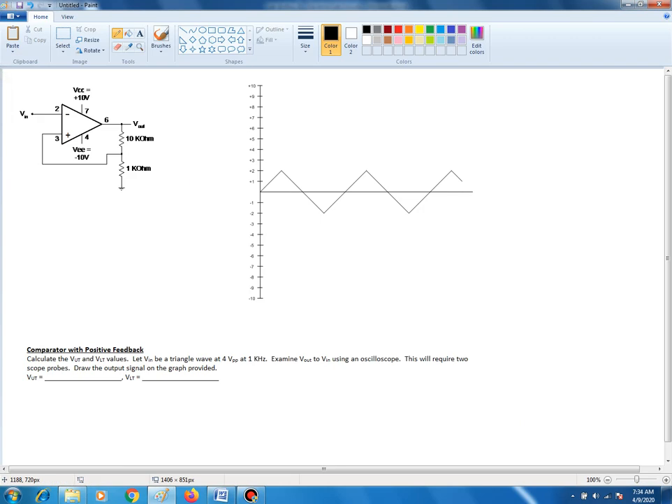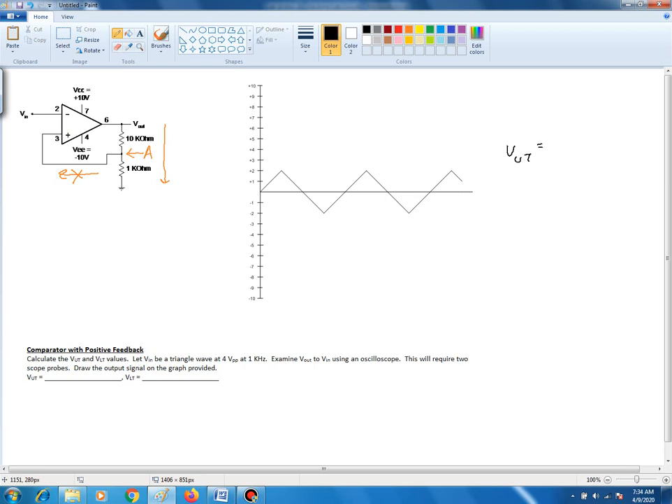Before we are able to draw anything on the plot on the graph, we need to figure out what your VUT and VLT values are. For VUT, that's the upper threshold voltage, we need to assume that Vout is in positive saturation. And then we need to figure out what the voltage is at that point right there. And since current does not flow into the input, all the current is flowing from Vout down to ground. So it's really a simple matter of using the voltage divider rule to figure out what the voltage is at, let's say, point A.